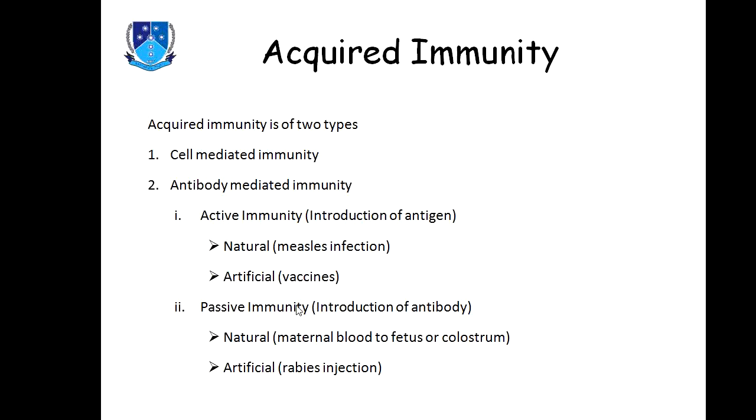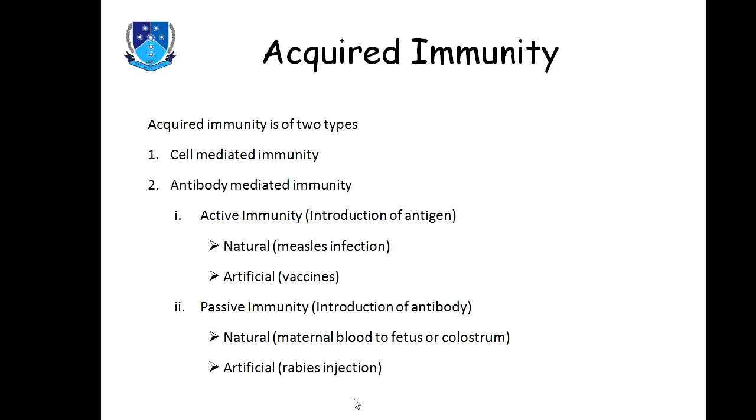Also, some antibodies are transferred from the maternal blood to the fetus during fetal development. That blood also has some antibodies, and those antibodies are naturally transferred to the baby, and that is also a type of passive immunity. But this is natural passive immunity.